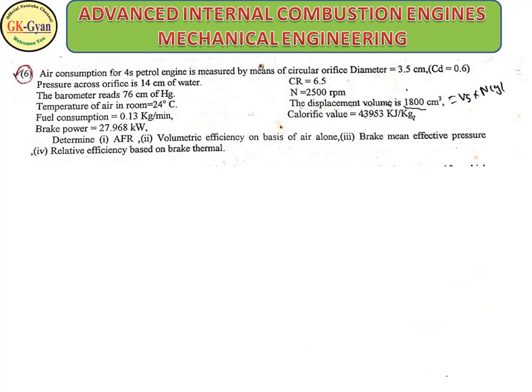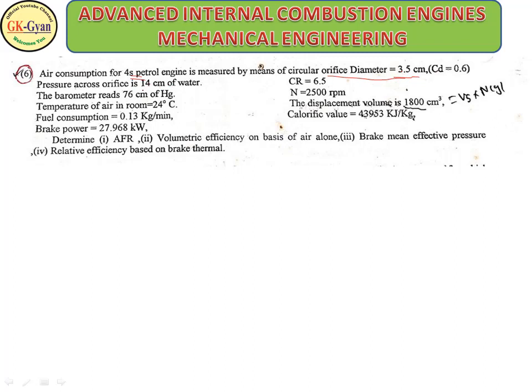The next numerical is air consumption for a 4-stroke petrol engine. Air consumption for a 4-stroke petrol engine is measured by means of a circular orifice of diameter 3.5 centimeter. CD is given 0.6. Pressure across the orifice is 14 centimeter of water.